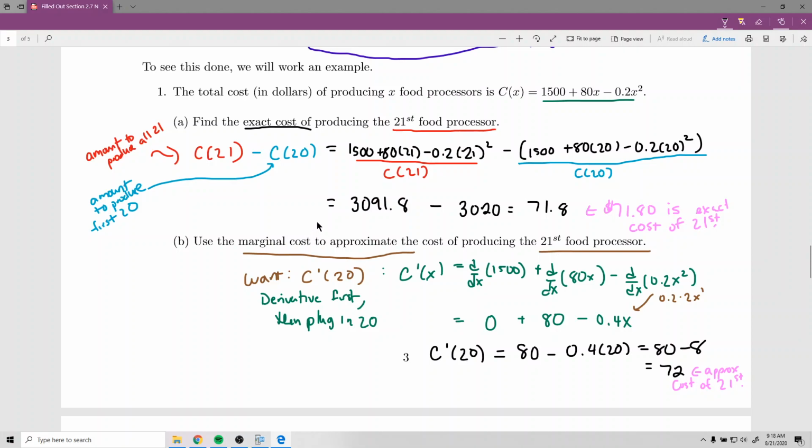Oddly enough, if you figured out the exact cost, what I mentioned before, the exact cost of producing 0 items, so just like your startup cost, is this 1,500. So it changes a lot as you go on. How much does each one cost?